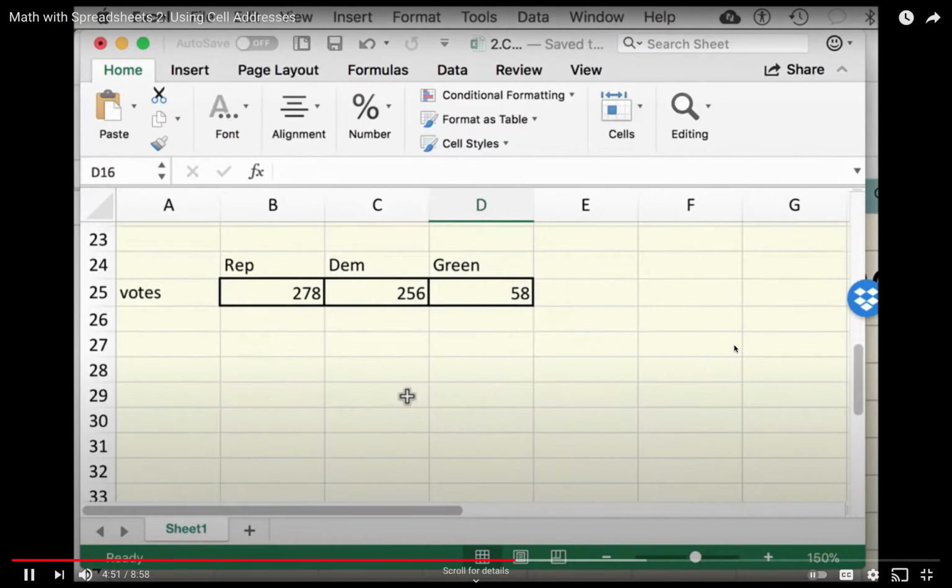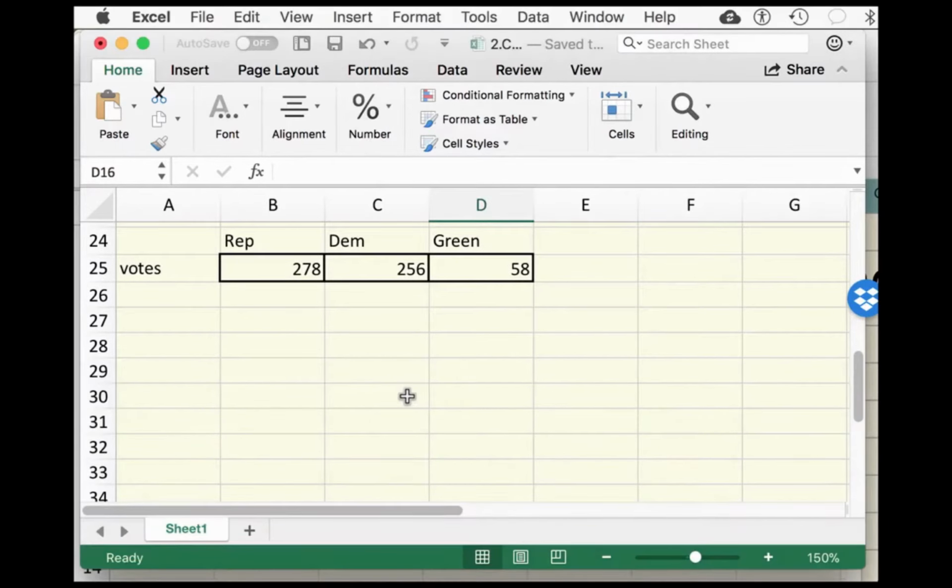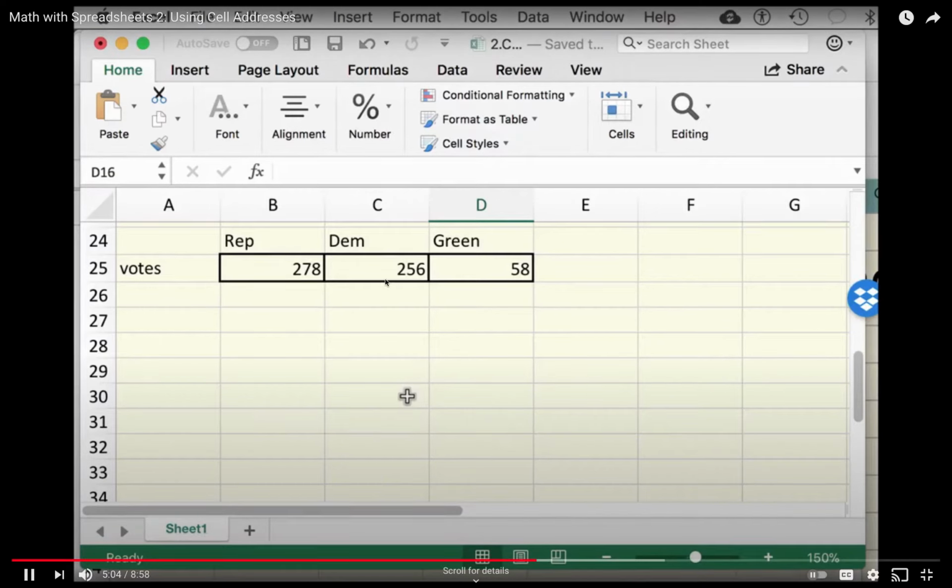Here we have three different parties, Republican, Democratic, and Green. There are many other parties, of course, but according to this election in a small area of the country, you can see the votes that came in, and we can see what proportion or percentage would be for each of these.